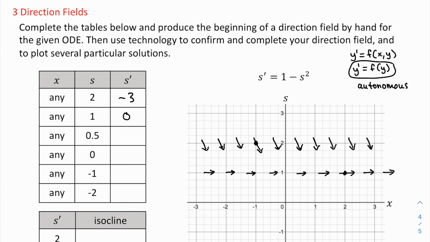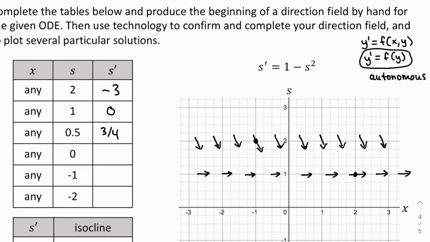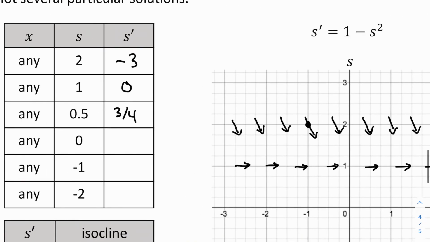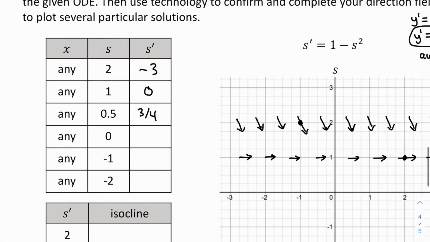Now let's do 0.5 for s. It doesn't matter what x is. Plug in 0.5 for s. Square 0.5, that's going to be 1/4, and 1 minus 1/4 is 3/4. So s prime will be 3/4. And so everywhere along the line s equals 1/2, which is this line right here, we expect a slope of 3/4. So not quite 1.